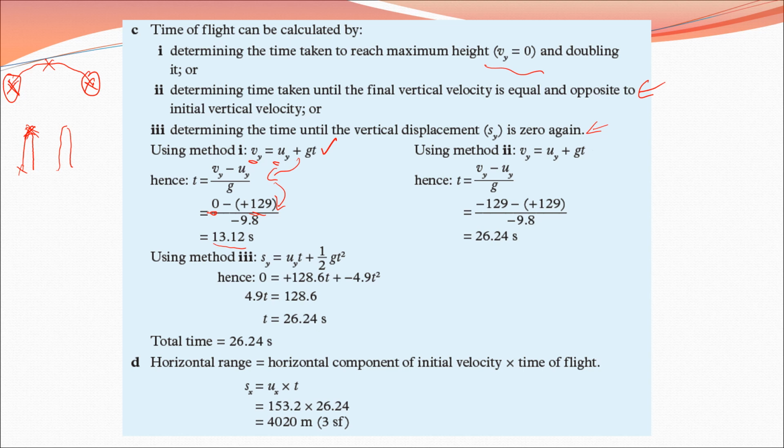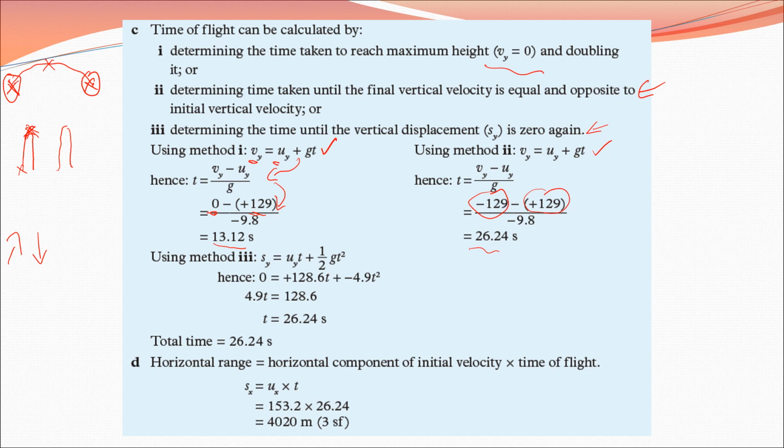Method 2, we've got the same scenario, except what we're doing here is we want the final velocity to be the inverse of the initial velocity. As in, if it takes off vertically with 129 meters per second, it's going to land with 129 meters per second. It will be the negative value. It's done the same way, 26.24 seconds, which is what we had before.